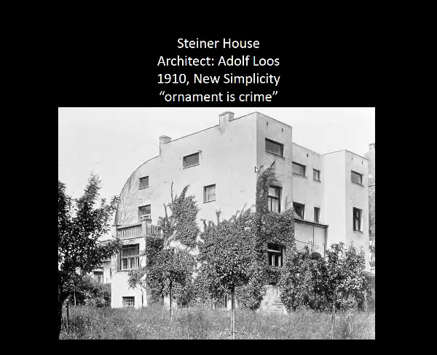So here's another example of new simplicity. Adolf Loos in the Steiner house. This is located in Vienna. He's the architect that also shared ideas with Wagner, the new simplicity, although I would argue that he was like a million times more hardcore in his application of the style and the ideas of it than Wagner was.